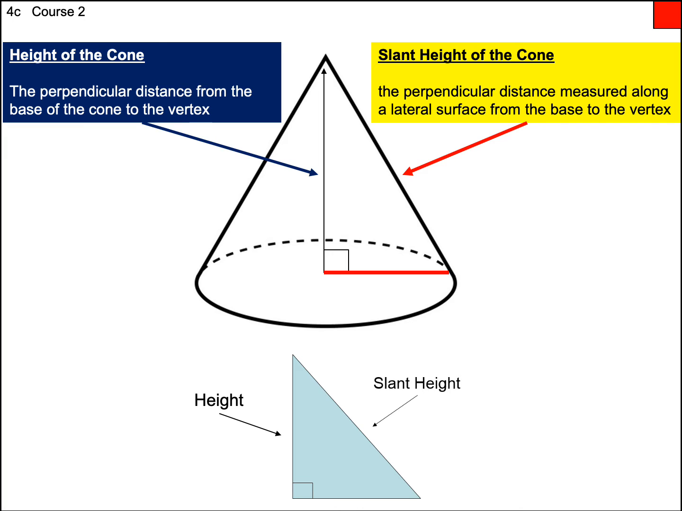And the other one we don't have a name for, although you could call it the radius of the base. Okay, makes sense? The radius of the base would be the radius of that circle. So once again, since we have a right triangle, we can use the Pythagorean theorem to find either the height or the slant height or even the diameter or the radius of the base of the cone.